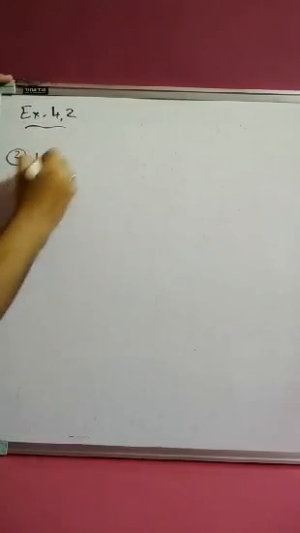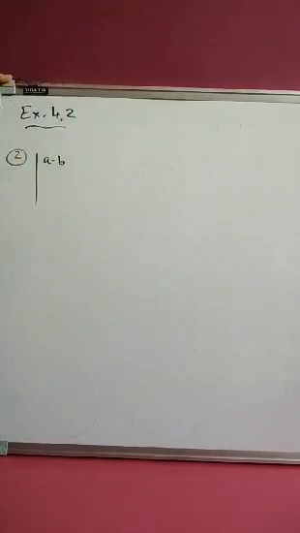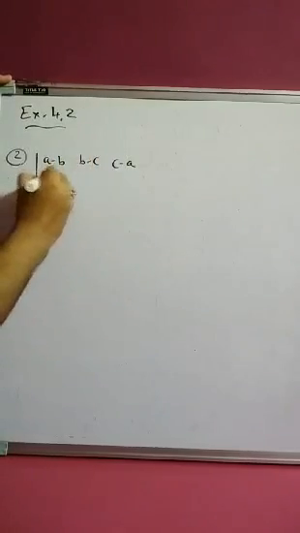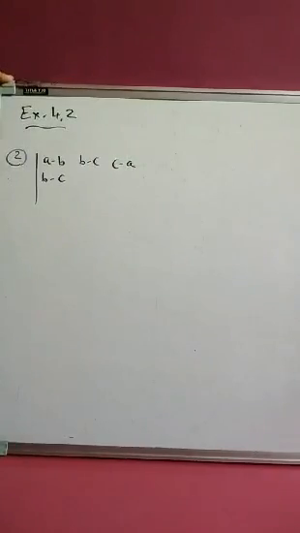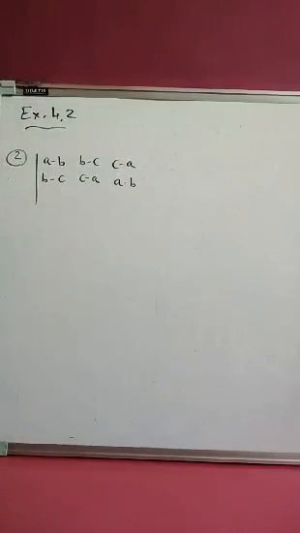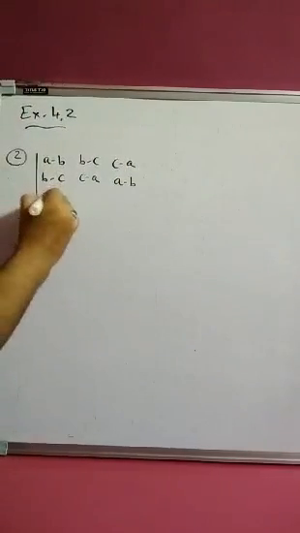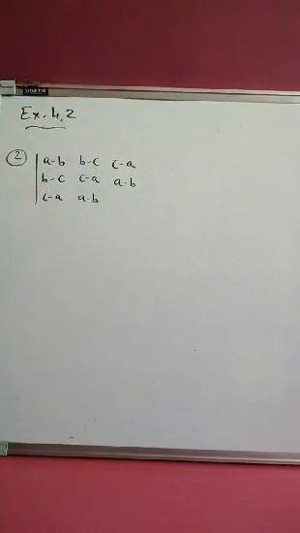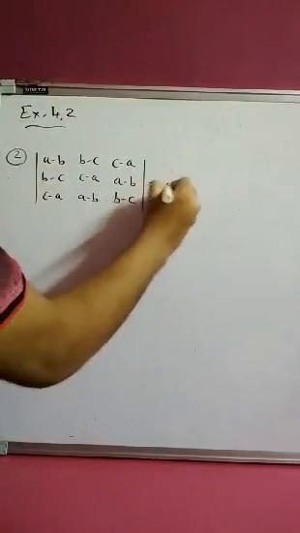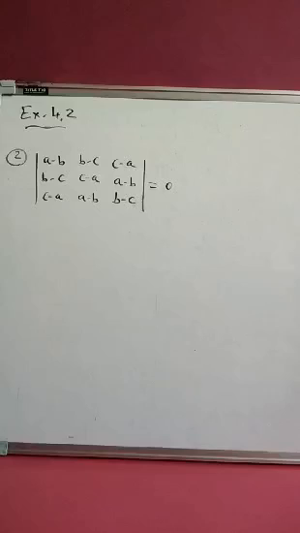Here the first row is A minus B, B minus C, C minus A. Here the second row is B minus C, C minus A and A minus B. The third row is C minus A, A minus B and B minus C. This is equal to 0. So now how can we prove it?